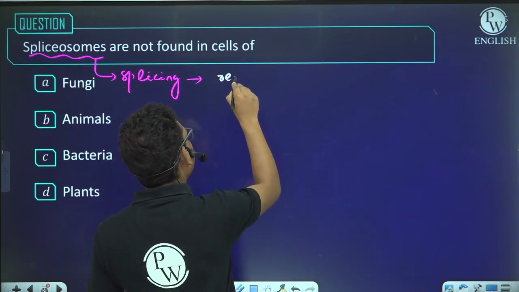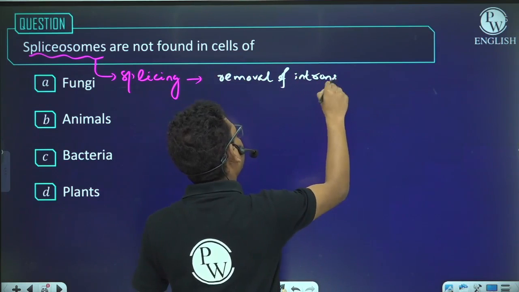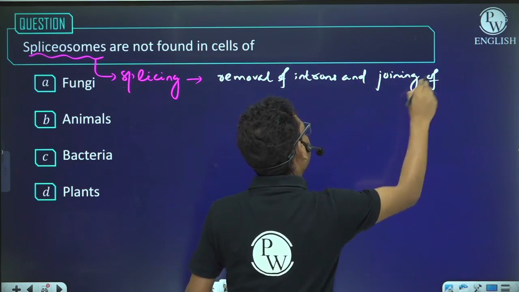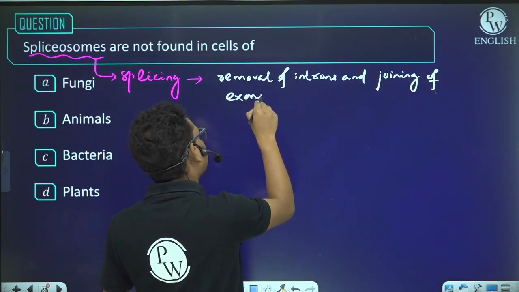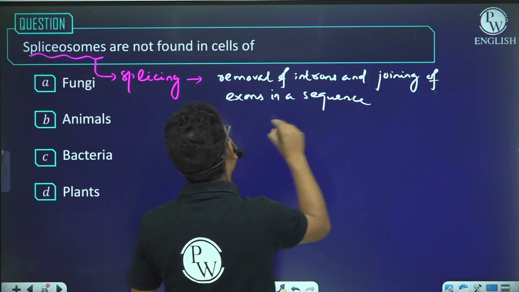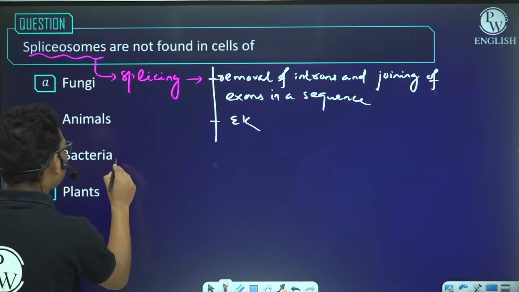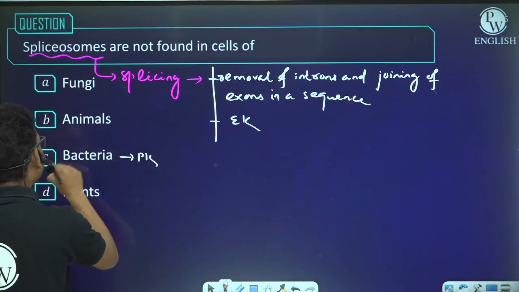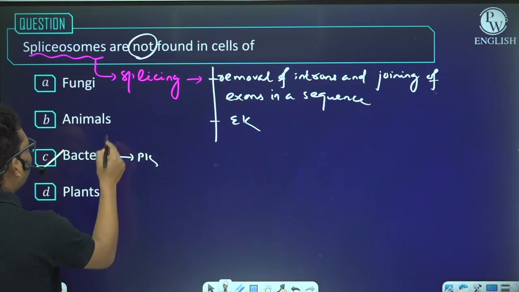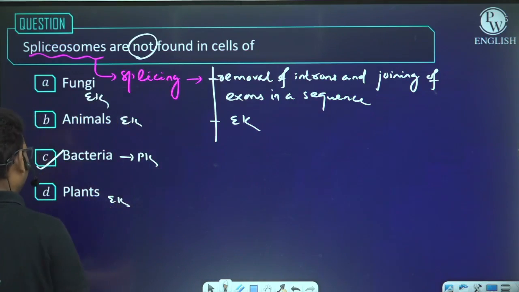So what is splicing? Splicing is the removal of introns and joining of exons in a sequence, and this occurs only in eukaryotes, not prokaryotes. Because bacteria is a prokaryote, the answer will be C. Why? Because it is not found there. The animal cell is eukaryotic in nature. Fungus is eukaryotic. Plant is also eukaryotic. So the answer will be C.